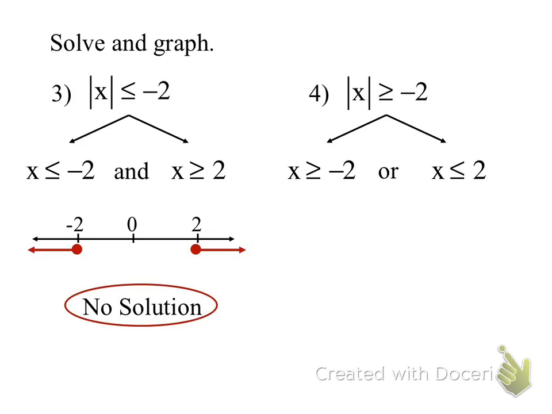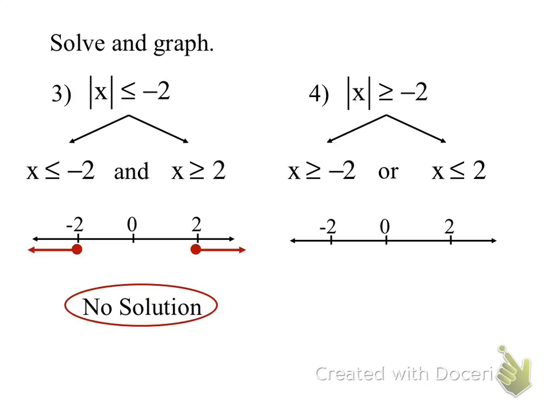Since I'm dividing both sides by a negative, I have to take the opposite inequality. Now notice this is different. Instead of negative 2, it's positive 2. So if I'm taking the opposite number, I have to do the opposite inequality. Okay, and now let's graph that.